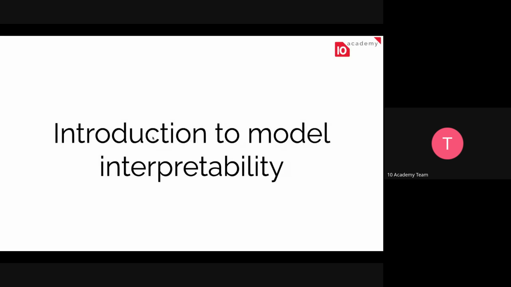So, okay, let's talk about model interpret. Sorry, for the word, it's a tongue twister for me, I guess. So let's take a look at it. Okay.